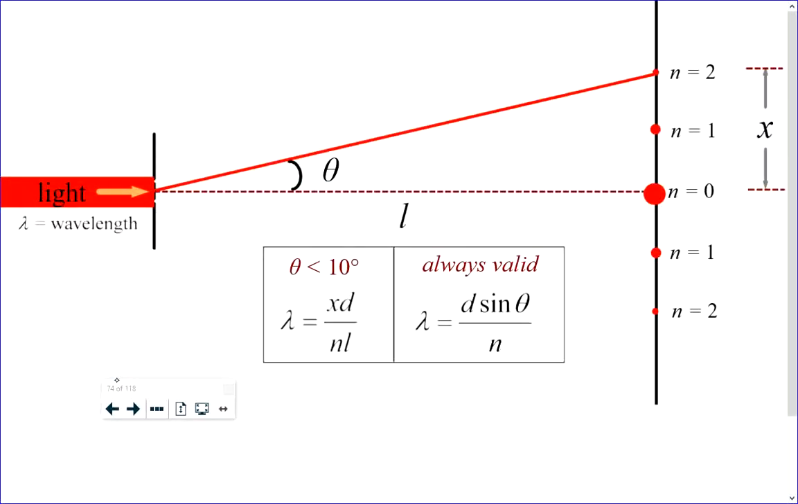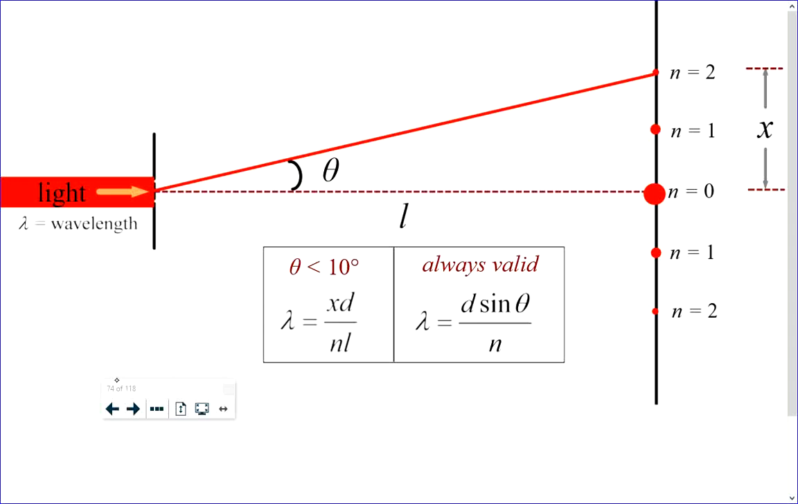Lambda is the wavelength. L is the distance between the double slit and the screen. So let's just talk about that for a second. If I shine this light through this double slit, and I measured a straight line distance from the center of this slide or window that the light is originating from to the center dot up there, then that would be L. L is how far away from the double slit to the screen.